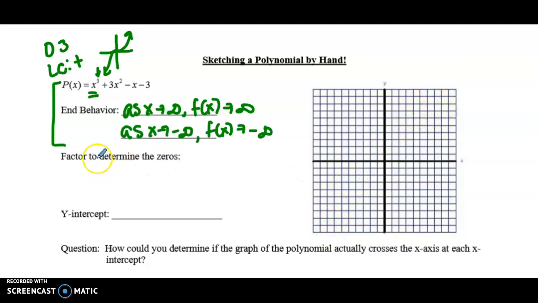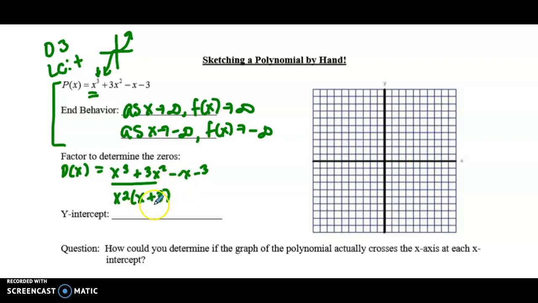Now, the next thing we're going to do is factor to determine the zeros. That's going to tell us where it's going to cross the x-axis. If you want to, you can set this equal to y or leave it as is. We're going to do this one by factoring by grouping. We have x to the third plus 3x squared minus x minus 3. Remember, we're going to group our first two together. Let's factor out an x squared. So that becomes x plus 3.